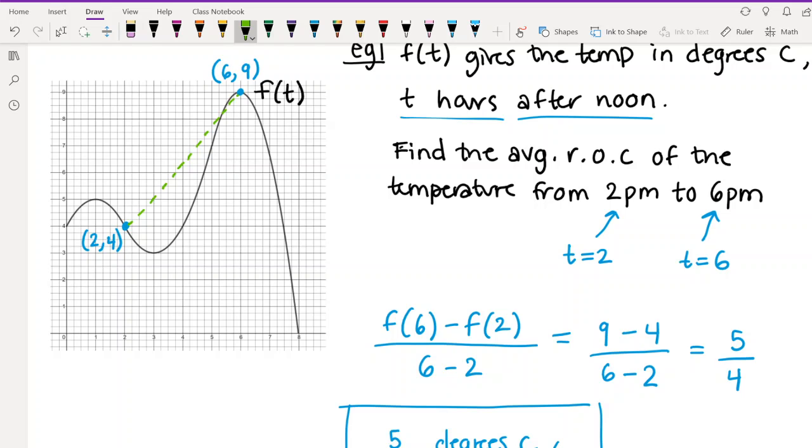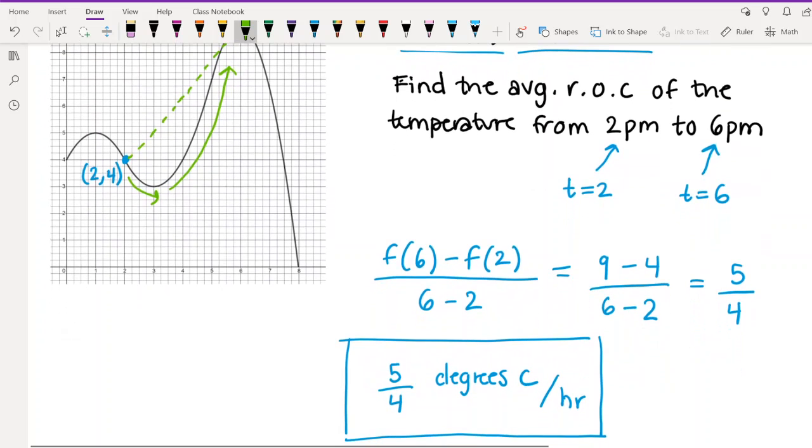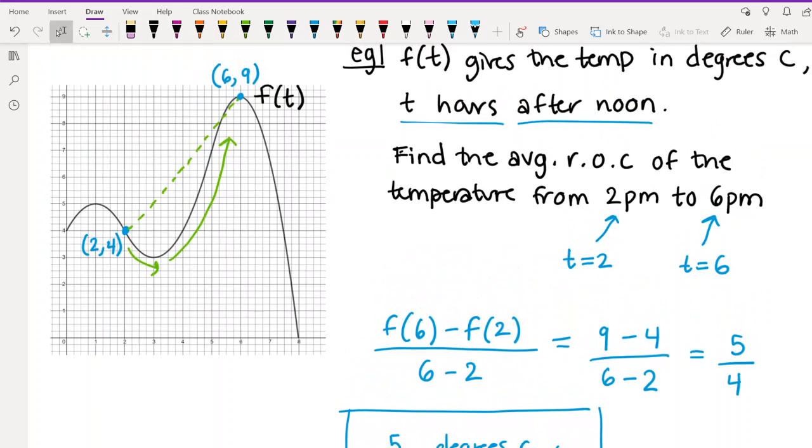But notice that it's not actually capturing everything that's going on, right? If we look at what's actually happening to these temperatures, well, in this part of the graph, the temperature is actually going down and then it's going up. But the average rate of change is only telling us that it's going up at about 1.25 degrees per hour. And so again, the average rate of change is good at telling you the general trend, but it's not so good at telling you the specific details of what's happening at a given time.